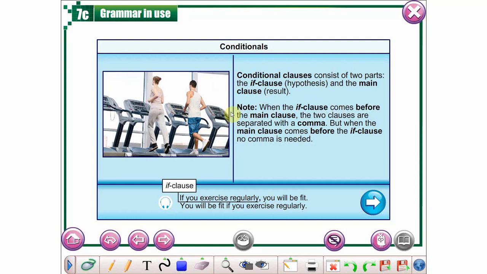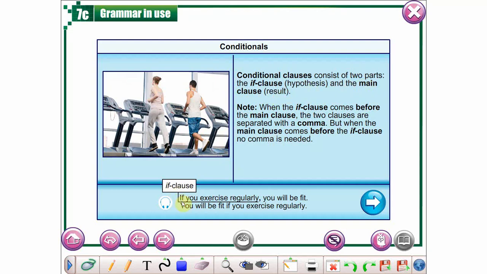Today, we are going to talk about conditionals, and as you know, it's a very important lesson in English grammar. It's very easy, and it will be easier with us, inshallah. Conditionals. We will talk about conditionals. You know that conditional clauses consist of two parts. The first part is the if clause, and this is the hypothesis. And the other part is the main clause, that is the result.